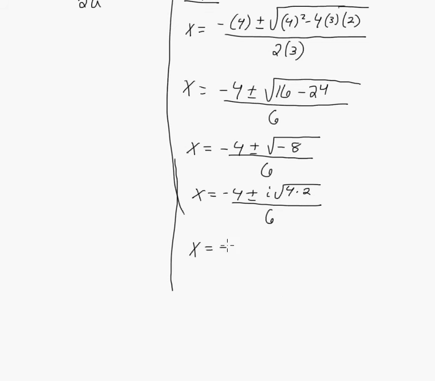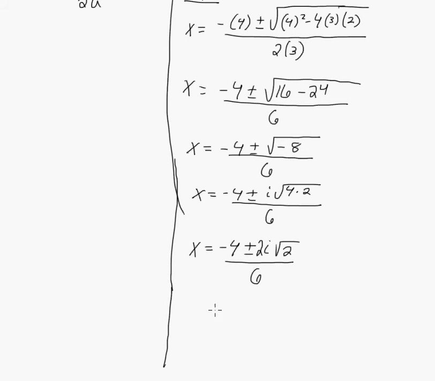x equals negative 4 plus or minus i square root of 4, which is 2. We'll write the 2 in front of the i. And the other 2 has to stay in because we can't take the square root of that 2, all over 6. Okay, wonderful.